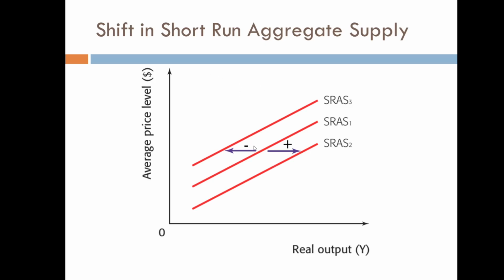When it shifts to the left, it means that the AS decreases, and when it shifts to the right, the AS increases. But we focus on SRAS in the short run. This will only happen in the short run.